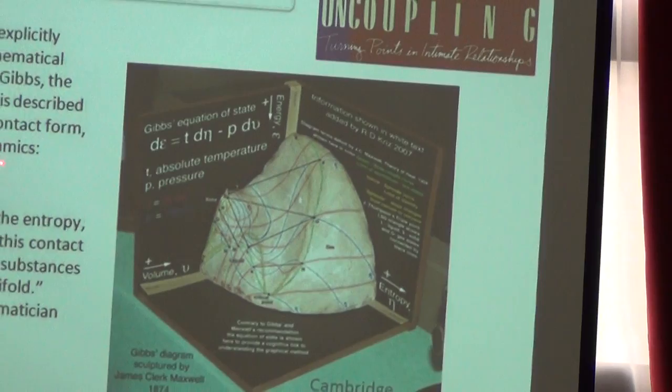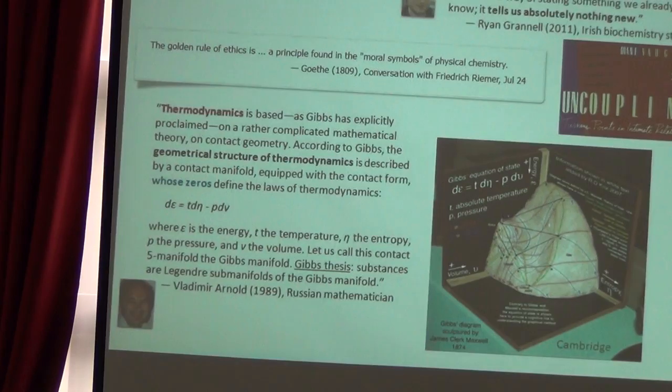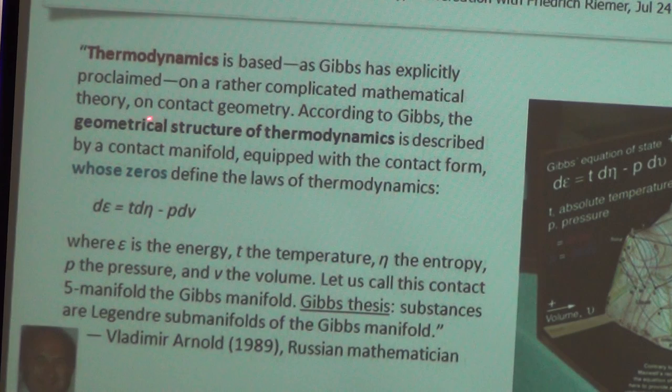Russian mathematician Vladimir Arnold says thermodynamics is based on a very complicated branch of mathematics called contact geometry. According to Gibbs, the geometrical structure of thermodynamics is described by a contact manifold equipped with a contact form whose zeros define the laws of thermodynamics, where epsilon is energy, T is temperature, eta is entropy, P is pressure, V is volume. Gibbs is the main person you're going to want to go to here to get your theories from, and Gibbs is very difficult to read because, as you see here, he writes in Greek and also in English. So he says, if we call this contact five-manifold the Gibbs manifold, the Gibbs thesis is that substances are Legendrian submanifolds of the Gibbs manifold. And so, speaking in simple terms, the socioeconomic system is what is called a heterogeneous substance.